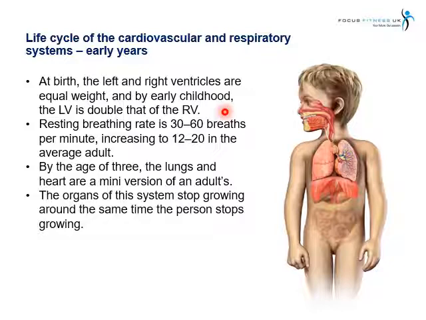By the age of 3, the lungs and the heart are a mini version of an adult's heart, so they'll have the same kind of proportions, but then they'll increase. And the organs and the systems stop growing around the same time as the person stops growing, so that's generally between 12 and 18.